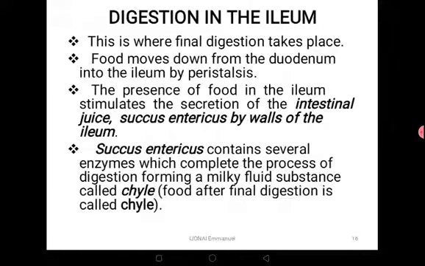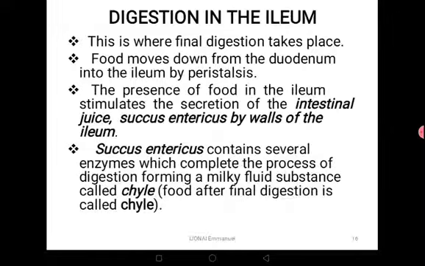The food moves down from the duodenum into the ileum by a process of peristalsis. Let me ask, where else does peristalsis take place? I had just talked about it. Yes, it takes place in the movement of food between the mouth and the stomach through the esophagus. It moves by a process of peristalsis. Also, the movement from the duodenum to the ileum also takes place by a process of peristalsis, a wave of muscle contractions.